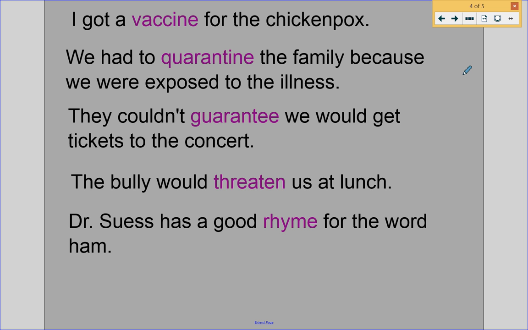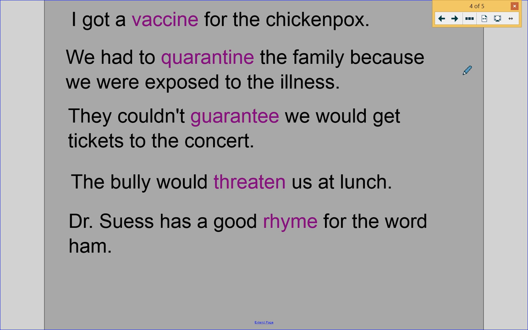Quarantine. We had to quarantine the family because they were exposed to the illness. To be quarantined means that you need to be isolated, you need to be set apart from everybody else so as to keep you safe or them safe. So to quarantine means to cut off from the rest of people or things like that in this situation. All right, number 3, guarantee. They couldn't guarantee we would get tickets to the concert. Another word for guarantee is promise.